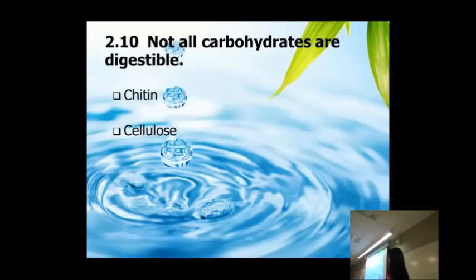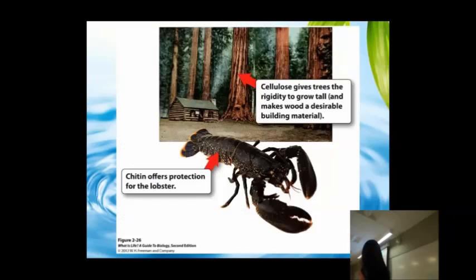So not all carbohydrates that you eat are digestible. Just like we were talking about fruits, milk sugars, glucose and starch, there are some carbohydrates that you eat that are not digestible. Chitin, which is the carbohydrate that's found in the shells of, this one's a lobster, is why you don't eat the shells of crayfish or of shrimp. Because you can't break down chitin. It's not digestible within your body.